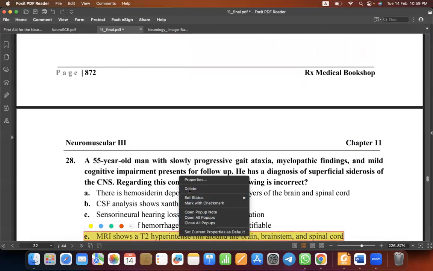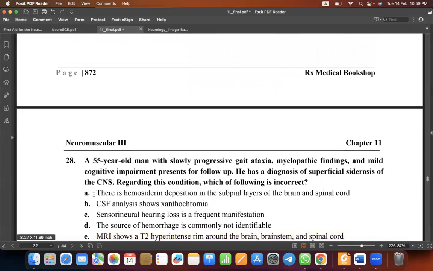Okay, we have seen the answer, but that doesn't inhibit us from solving the question as well, right? A 55-year-old man having a slowly progressive gait ataxia. So he's having ataxia, myelopathic findings, and mild cognitive impairment present in the follow-up. So there is gait ataxia, myelopathy, cognitive impairment.